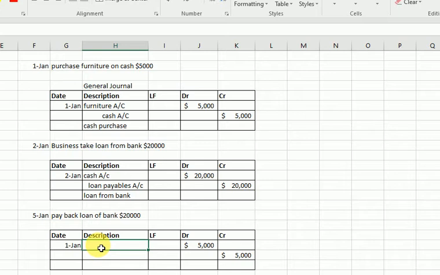Clear? Liability is decreased, and a decrease in liability is recorded as a debit. Our liability is the loan payable account. So loan payable account is debited by how much? By 20,000. Why? Because we paid the liability, so our liability is decreased. Now the business has zero liability. Why? They paid the total $20,000.